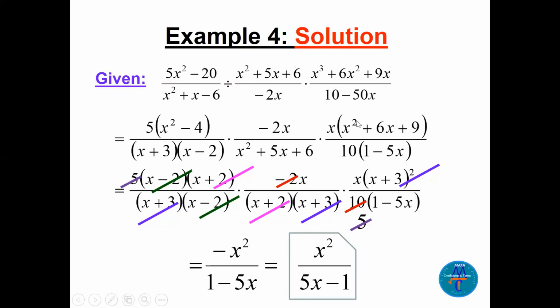After we take a common factor, we see this is a perfect square. Sometimes we have one question with all the rules together. x squared, 6x plus 9, that's x plus 3, all squared, perfect. Now, x squared minus 4 is x minus 2 times x plus 2, difference between two squares. And this is a trinomial, x plus 2, x plus 3. There is a 10 here, take 10 out, 1 minus 5x.